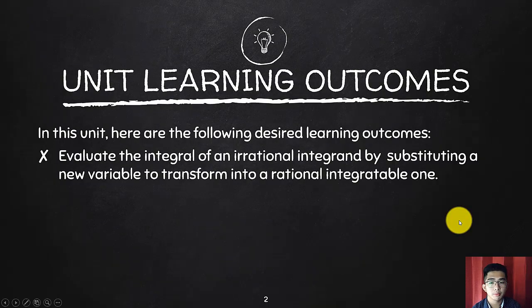For this particular unit, we must evaluate the integral of an irrational integrand by substituting a new variable to transform it into a rational integrable one. What do you mean by irrational integrand? Usually when you say irrational, these are numbers with exponents of fractions, or numbers with square roots, cube roots, fourth roots, and so on. So we are going to substitute a new variable to make the irrational integrand rational. Our goal here is to eliminate these fractional exponents.